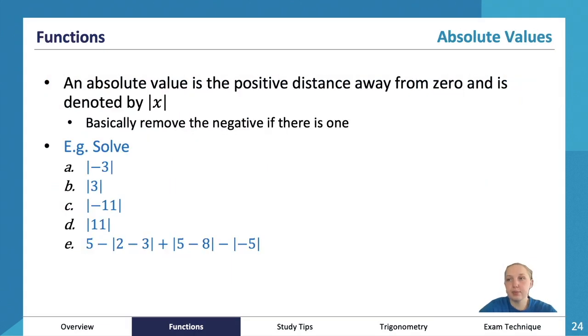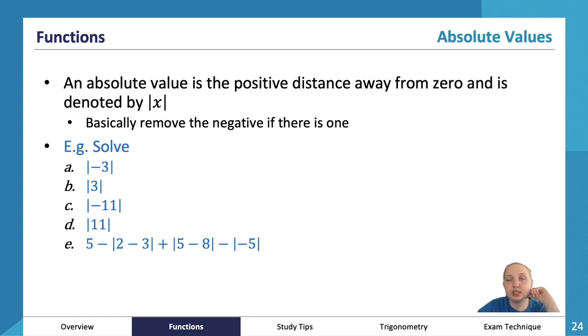So next we're just gonna have a bit of a look at absolute values. You may know absolute values, but you might not know what the graph of an absolute value looks like. Essentially the absolute value is just the positive distance away from zero, denoted by these straight lines with x or whatever number in the middle. Essentially, you're just removing the negatives if they're there.